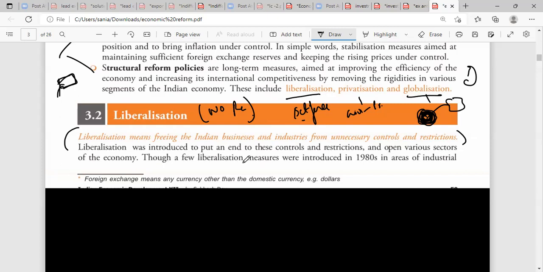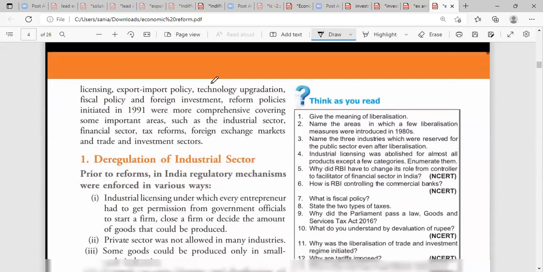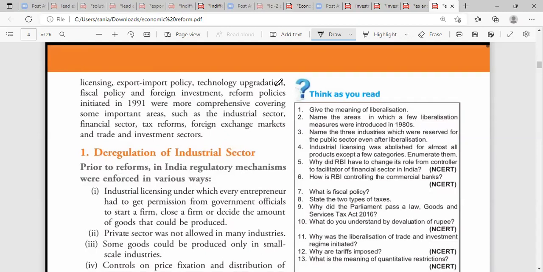Though a few liberalization measures were introduced in 1980s in area of industrial licensing, export-import policy, technology upgradation, fiscal policy and foreign investment, reform policy initiated in 1991 were more comprehensive, covering some important areas such as industrial sectors, financial sectors, tax reform, foreign exchange market and trade investment sector. So earlier, it made licensing liberal, export-import, technology, fiscal policy and foreign investment.